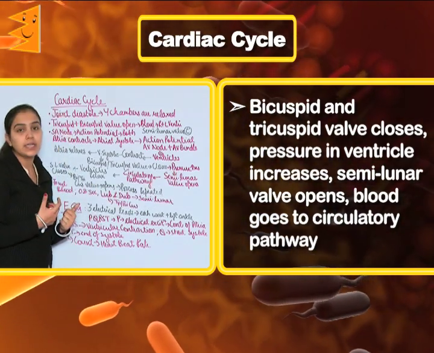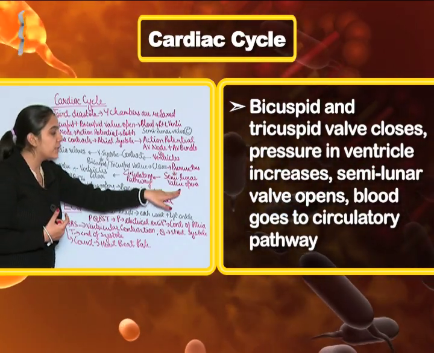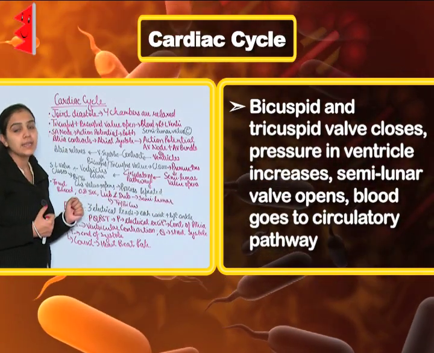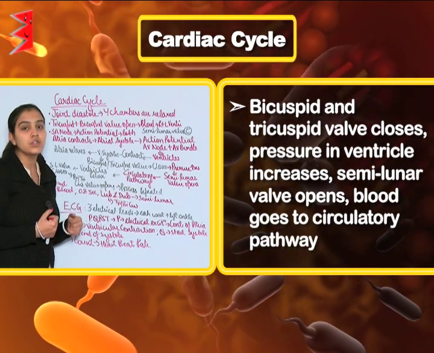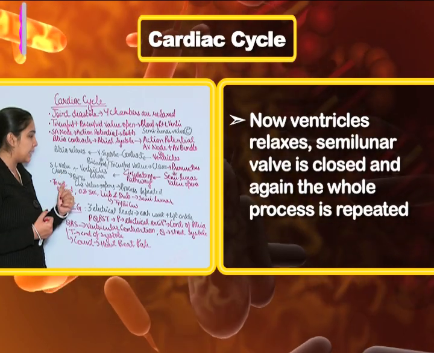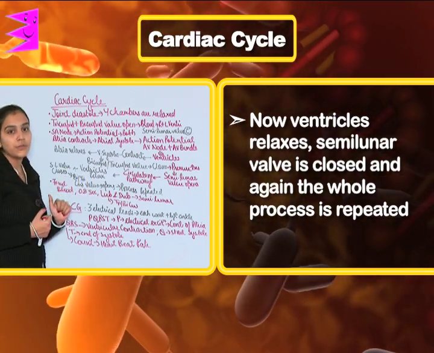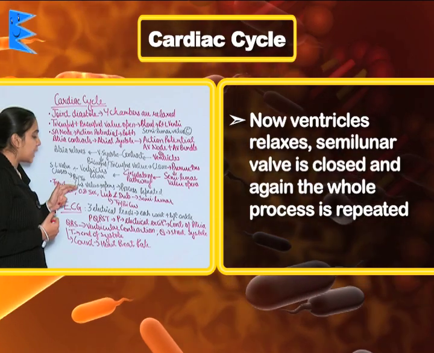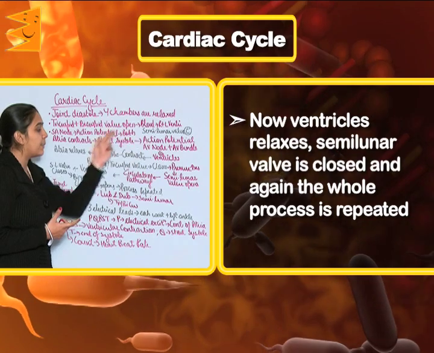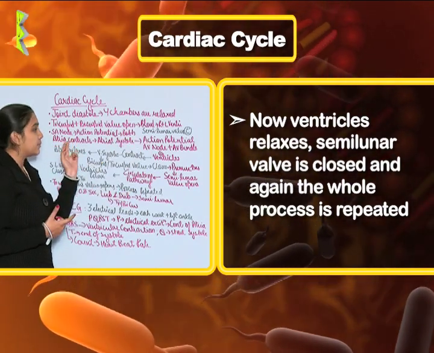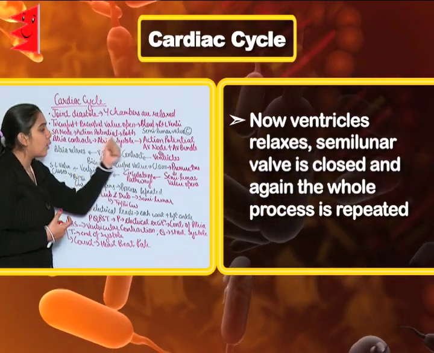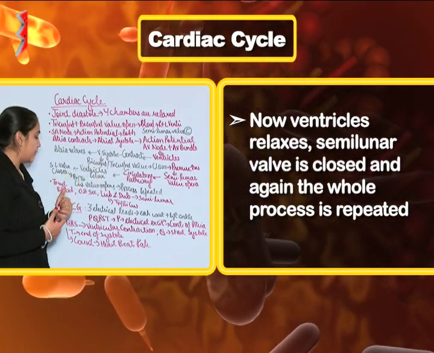Pressure further increases in the ventricles, which leads to opening of the semilunar valves and hence blood is pumped out into the circulatory pathway. Then the ventricles relax, which leads to closure of the semilunar valve, and again the bicuspid and tricuspid valves open, and similarly the SA node generates the potential and the whole process is repeated.